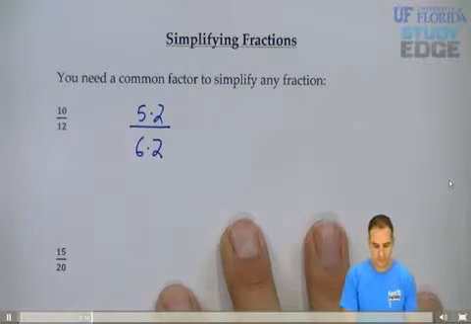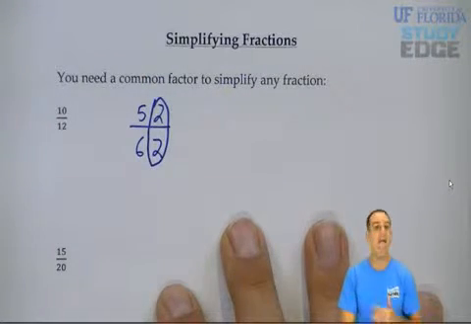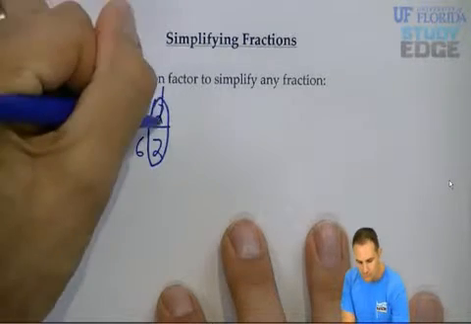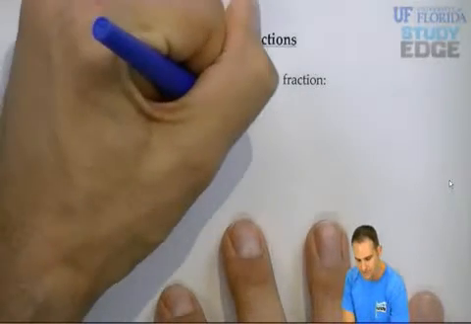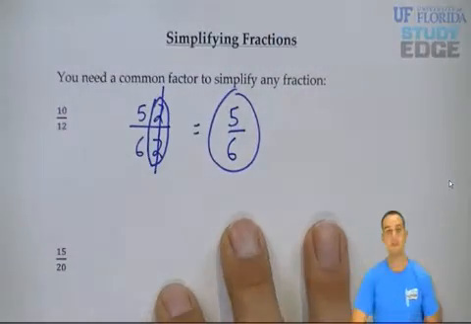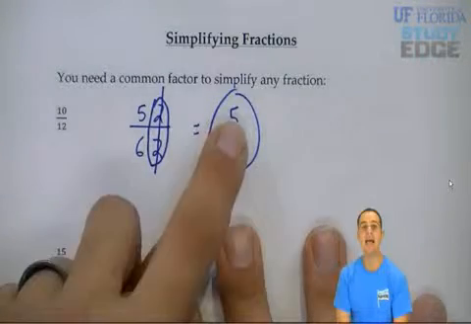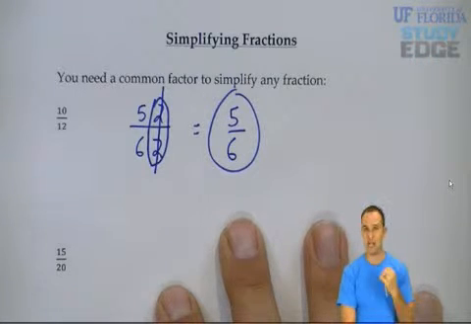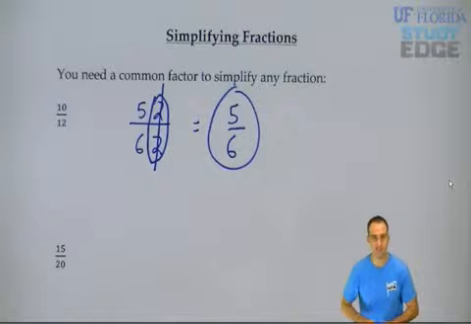And the reason we can do this is because 2 divided by 2 is equal to 1, and 1 times any number will be that number. Meaning, 2 divided by 2 will simplify, and the final answer will just be 5 divided by 6. 10 divided by 12 is the same as 5 divided by 6. We've just simplified it to get rid of any common factors. That's how you're going to simplify a fraction.